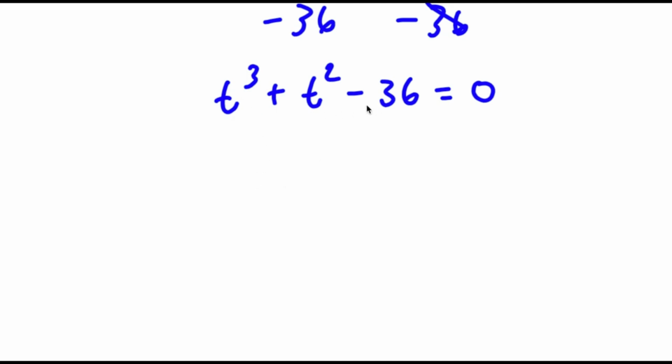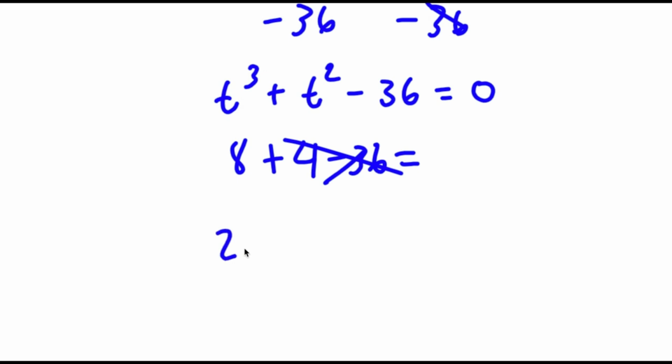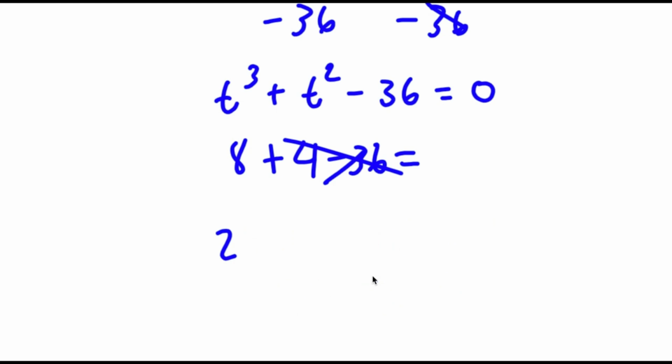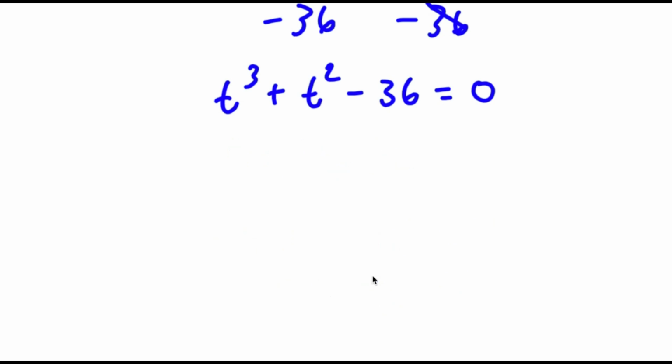So if I plugged in 0 here, that would just be -36. If I plugged in 1, that wouldn't work. 2, that would be 2 to the power of 3, which is 8, plus 2 squared, which is 4, minus 36, which would not work. 3, that would be 27 plus 9 minus 36, which would work, because 27 plus 9 is 36, so I have 36 minus 36 is 0, which is right. So t equals 3, that's one value of t. So now that we have that value, we can find the rest of the values.